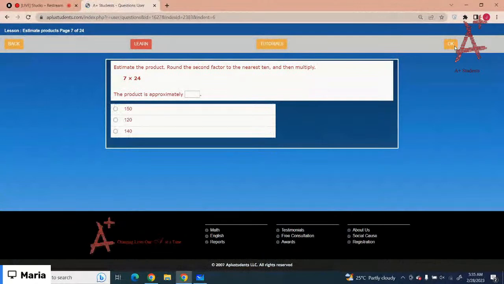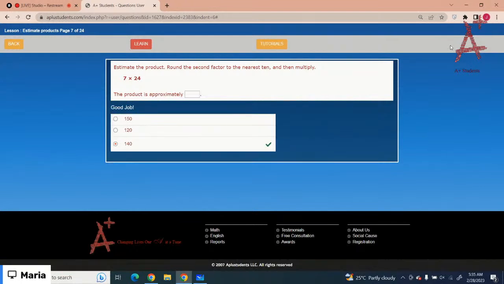Okay, 24 times 7. So which is the correct option? 24 is rounded off to 20, and 20 times 7 is 140. Got it? So the correct option is 140.